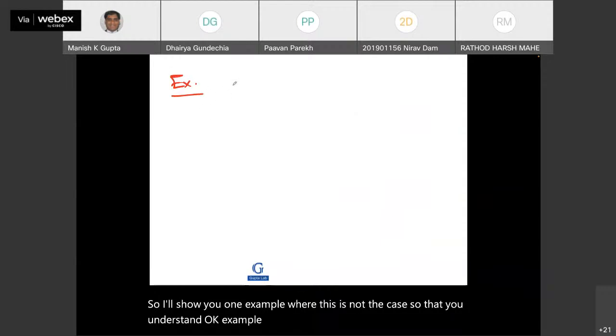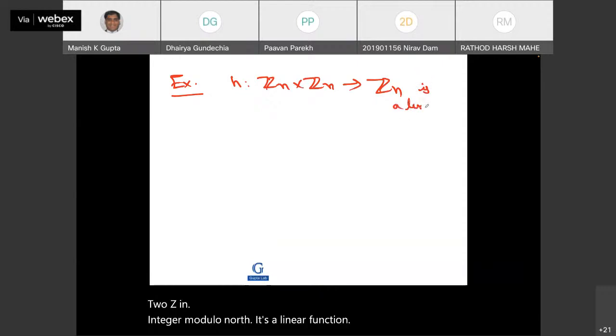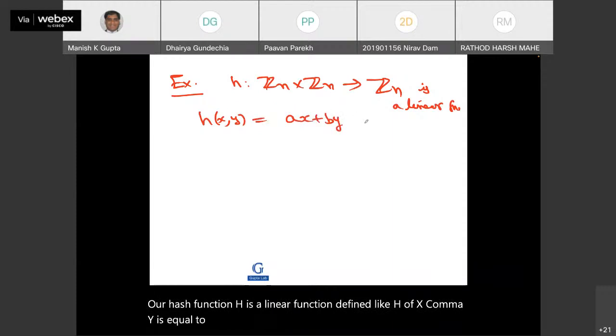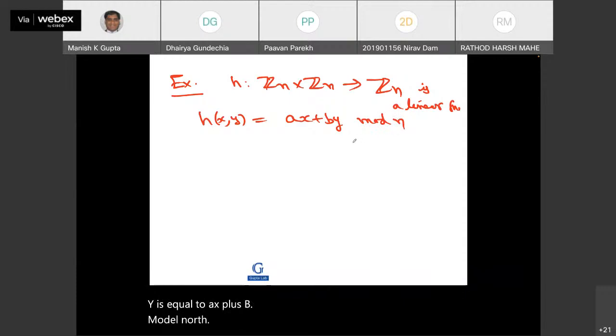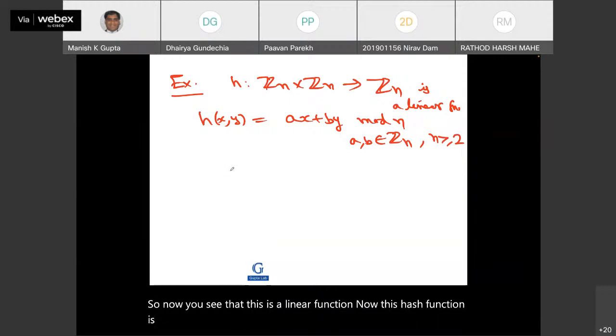The example is: h is a function from Zn cross Zn to Zn, the integers modulo n, and it's a linear function. Our hash function h is defined as h(x, y) equal to ax plus by modulo n, where a and b are elements of Zn. So it's a linear combination of x and y, and of course n is greater than or equal to 2. Now you see that this is a linear function. This hash function is a dangerous hash function. Why? Because suppose that two values are given.